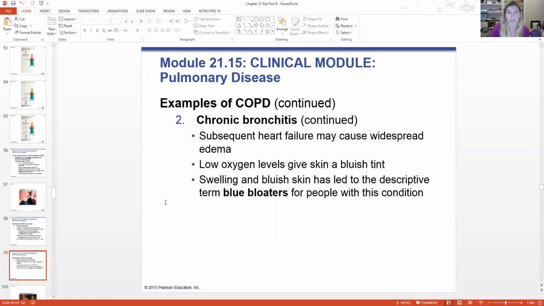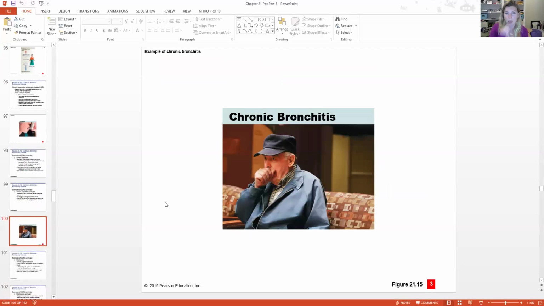Heart failure can result from this, causing widespread edema. Low oxygen levels give your skin a bluish tint because that oxygen is not perfusing through the lung tissue as needed. Swelling and bluish skin has led to the description that we call blue bloaters, people with chronic bronchitis who may appear very puffy and blue because their heart isn't pumping like it should, and their lungs are not perfusing as they should. So very sad.